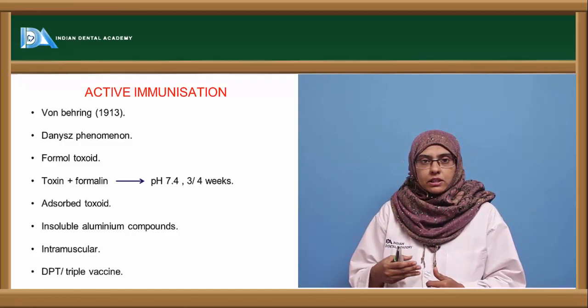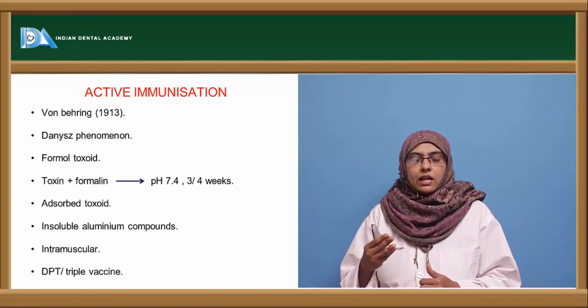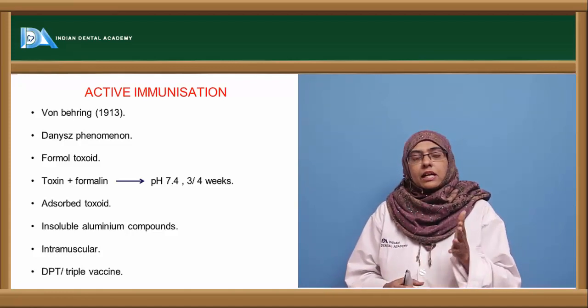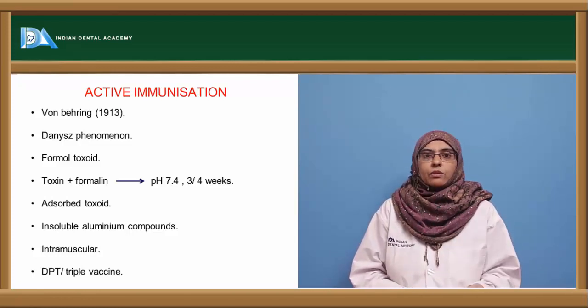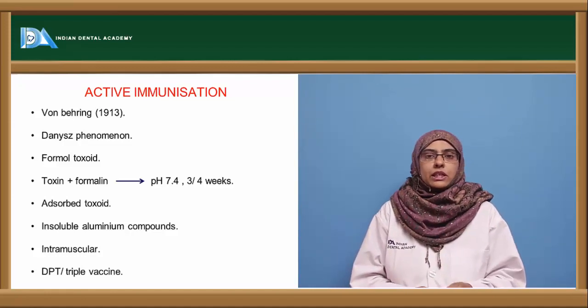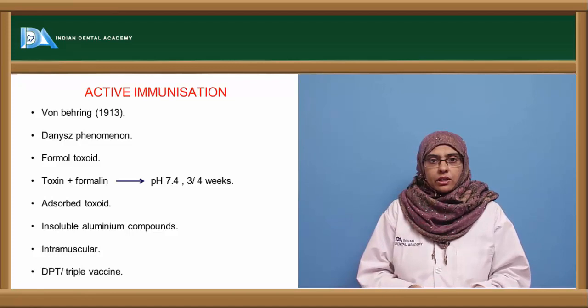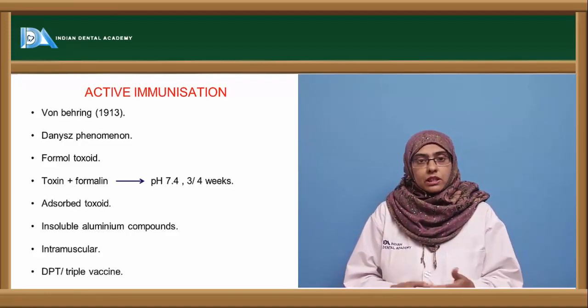So nowadays what they do is give the toxin in parts, at a time interval of 30 minutes. This particular phenomenon is called the Danish phenomenon. And when the toxin was given in parts, it was thought to be more immunogenic in nature, toxic and immunogenic in nature. And you can go with the other form of converting the toxin into toxoid.